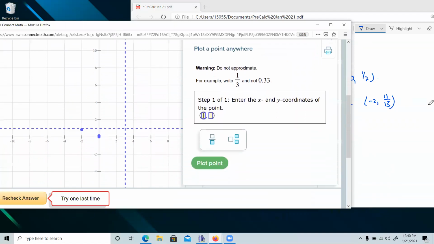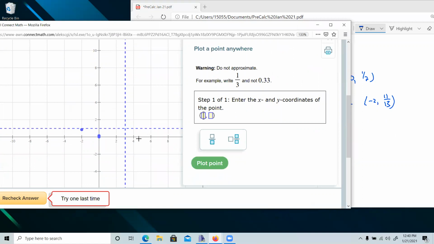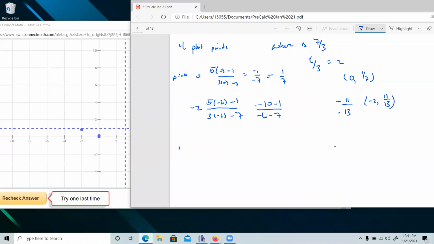All right. And we need 2 on the other side, right? Pick 2 of your favorite numbers that happen to be bigger than 7/3 here. How about 4 and 6? We're just going to go through the same thing here. So 5 times 4 minus 1 over 3 times 4 minus 7. So we have 20 minus 1 over 12 minus 7. So we have 19 fifths. Okay. So we have the point (4, 19/5).